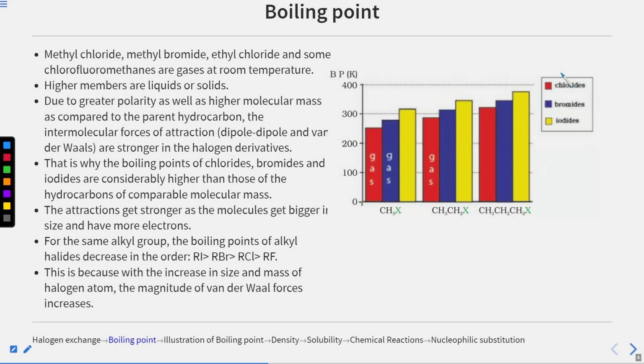If we move to higher members, like ethyl bromide or propyl chloride, then they can be liquids or solids. Due to greater polarity as well as higher molecular mass as compared to the parent hydrocarbon, these alkyl halides have a generally higher boiling point.